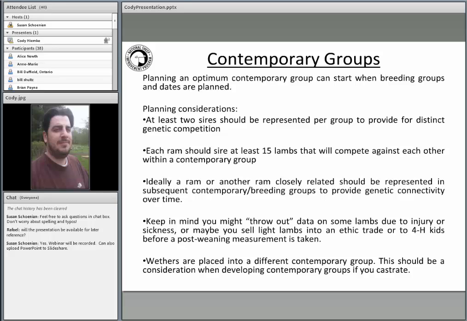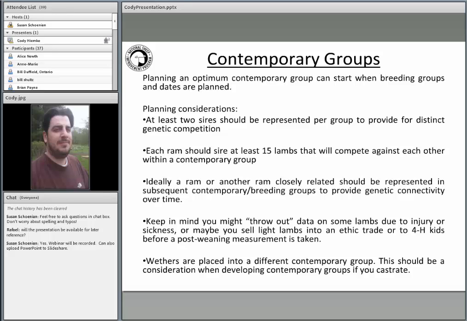Again, make sure that you have at least 2 sires represented per group to provide for that competition. Ideally, you want to have at least 15 lambs sired by each of those rams, or bucks, I should say. And as well, in a following breeding season, it would be good to carry on similar genetics. This is point number 3 here, where say you use a ram in the fall of 2012, you should follow up with him or a ram of similar genetics the following year, so you have like genetics from year to year. That's going to help you adjust over seasons.